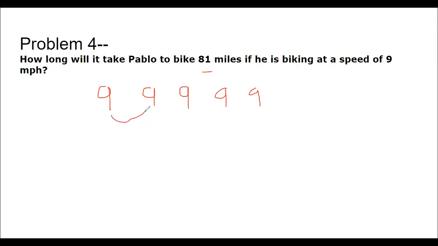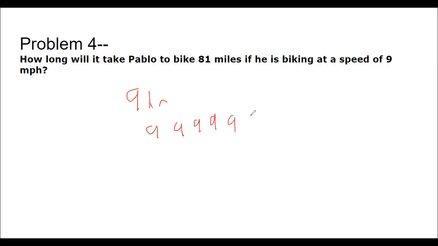You've got 1, 18, 27, 36, 45. Up. We've got to keep going to 81. Now, hopefully you're realizing, hey, why don't we just do 9 into 81? If we do that, we get 9 hours, because 9 plus 9 plus 9 plus 9 plus 9 plus 9 plus 9 plus 9 plus 9. If you add up all of these, you will get 81. And let's look at it a little bit more neat.